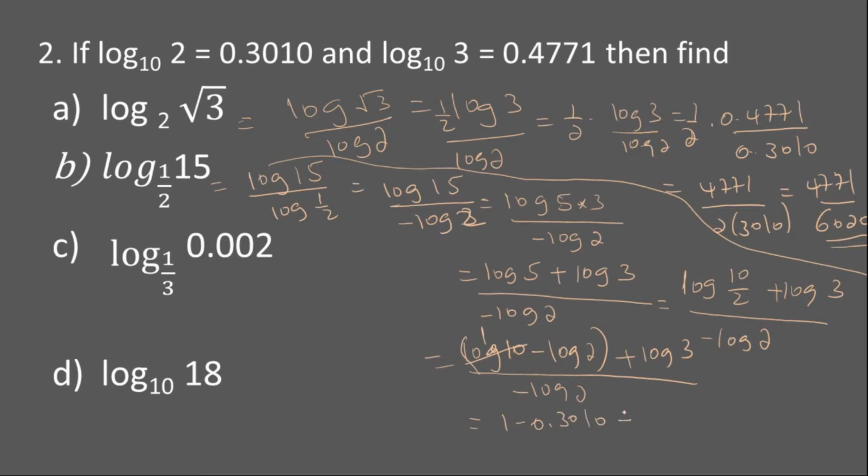plus 0.4771, this is the logarithm of 3, divided by the negative of 0.3010. It is just a matter of adding and subtracting the numbers. So 1 minus this means it can be written as 0.6990 plus 0.4771 divided by the negative of 0.3010. It can be simplified just like this. Just add these two numbers and divide by the negative number.